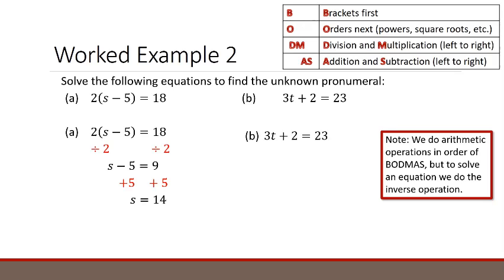3t plus 2 equals 23. Well, let's first of all take 2 from both sides. And on the left-hand side, we're left with 3t. And on the right-hand side, 23 minus 2 is 21. Now we want to divide both sides by 3, leaving t on the left equals 7. And that's worked example 2.